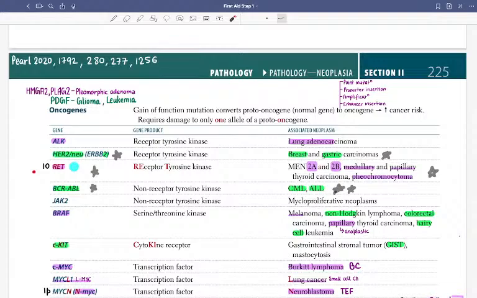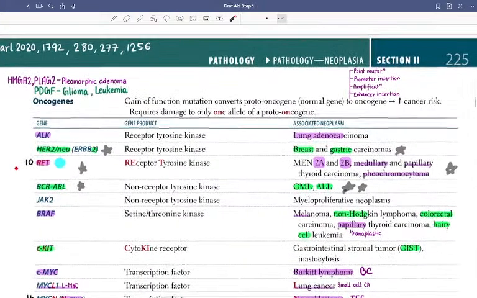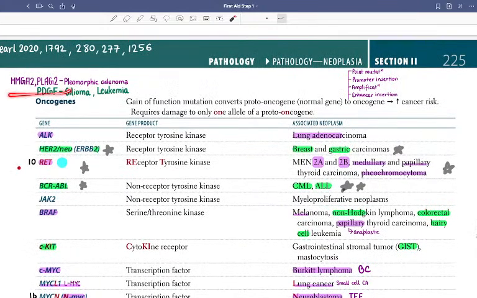Okay, so let's start. First we have this, which was in pleomorphic adenoma, HMGA2 and PLAG1. These are all oncogenes. PDGF is glioma, leukemia. Oncogenes undergo point mutation, promoter insertion, amplification, and enhancer insertion. All these are the changes from proto-oncogenes to oncogenes, which is what increases cancer risk.